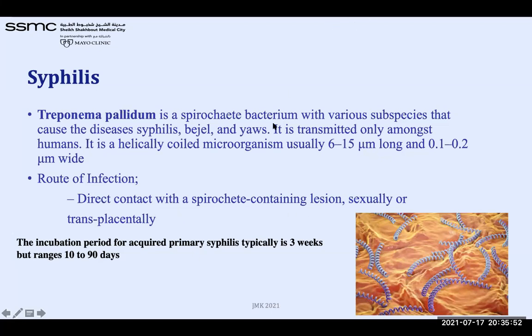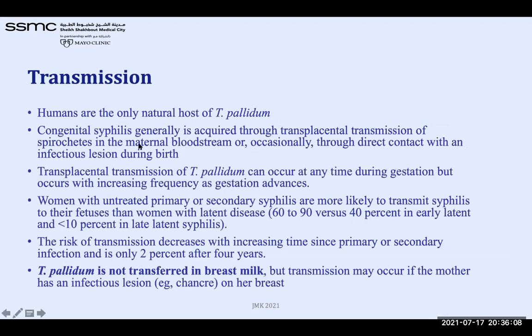And it is happening commonly, especially in the USA, especially in New York. The incubation period of acquired primary syphilis is about 3 weeks, but ranges from 10 to 90 days. Humans are the only natural host for that. So congenital syphilis is generally through placental transmission, and it can occur at any time during the gestation. It's not like toxoplasmosis, which is higher in the third trimester.